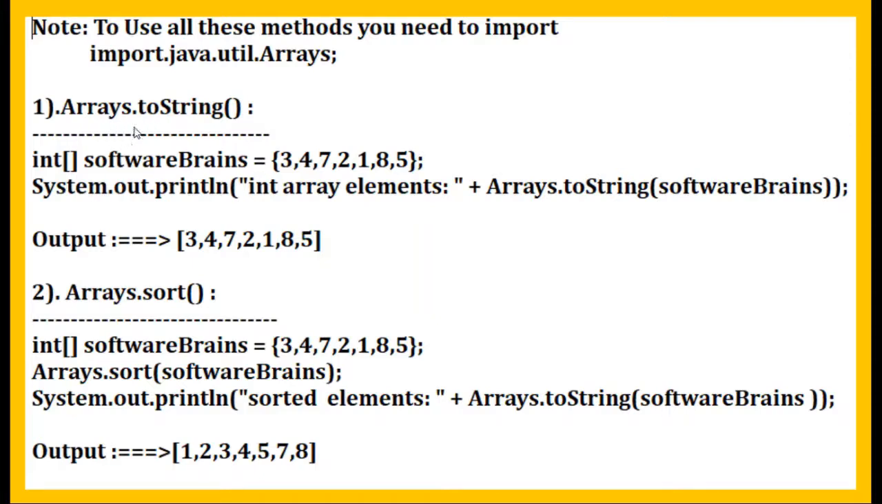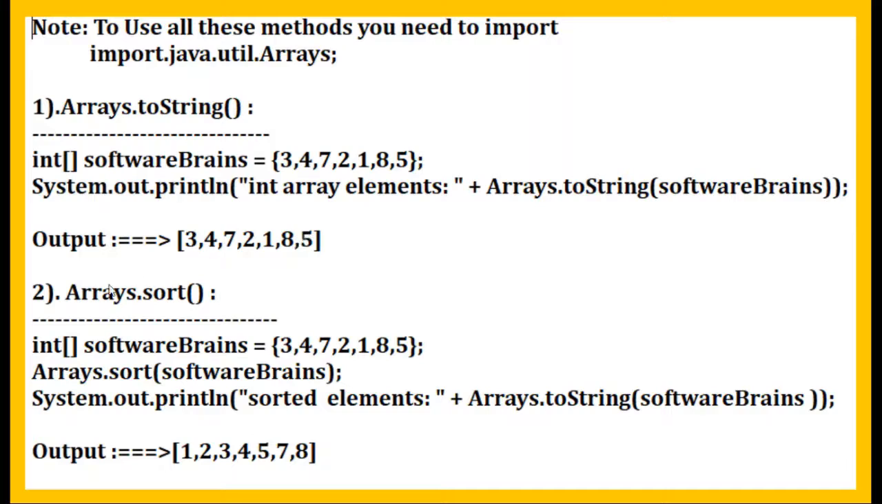So the first method is Arrays.toString. As I've told you, we would have an array. See here, I have taken an array softwareBrains with a couple of elements 3 4 7 5, and I want to print the whole array. So I simply converted the array using Arrays.toString, and the output would be like this. It would be printed as a list of elements. So you don't need to iterate over all the elements and print them. You could simply convert it using Arrays.toString, and directly print the whole array. This is very useful when you write programs, and it is going to save you a lot of time. I hope you're going to practice more with this method.